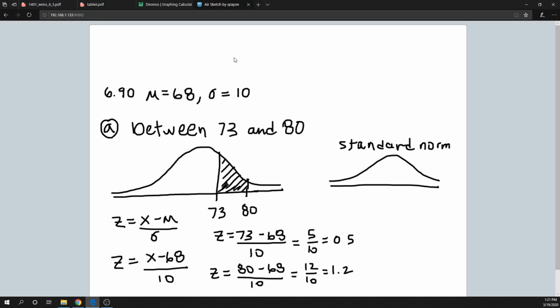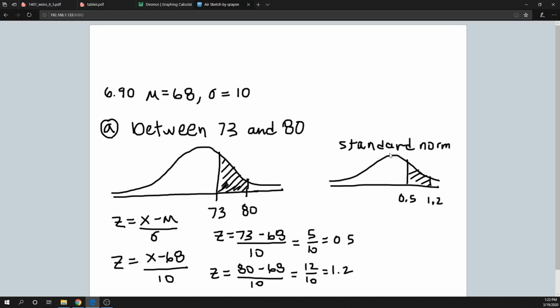And for the standard normal, we know that 0 is right here in the middle. And so what we would do is look at 0.5 and 1.2, right, on the standard normal. And that on the standard normal will be the same as this area on this other normal curve over here. Okay?